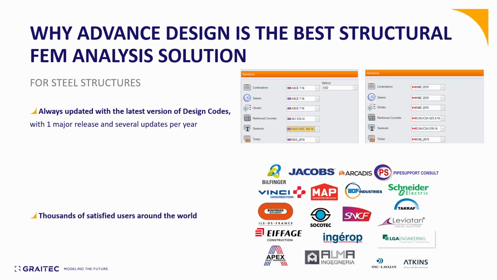One of the main points is, if you want to code check your structure, what kind of codes do we have in Advanced Design? The good news is we have all of the updated codes, for either the US or Canada. As you see here, for steel, concrete, even the combinations or loading codes, we have all of the up-to-date codes and standards in Advanced Design. You also see some of our clients on this slide who are already using Advanced Design, and we have thousands of them around the world.